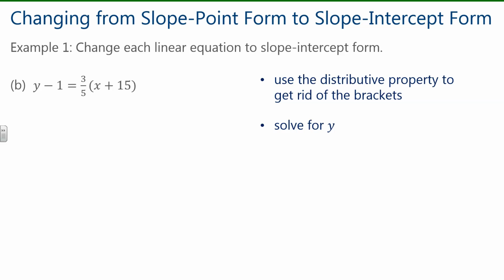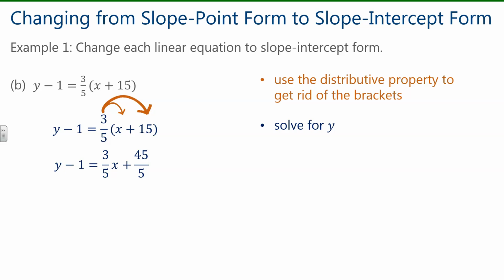So let's do that again. Here we have y minus 1 equals 3 over 5 times x plus 15. So the first thing to do is the distributive property. So 3 over 5 times x is 3 over 5x. Now when we multiply 3 over 5 by 15, we only need to multiply the 3 by 15, not the 5 as well. So when we do that, we get 45 over 5. Now we can simplify that to be 9.